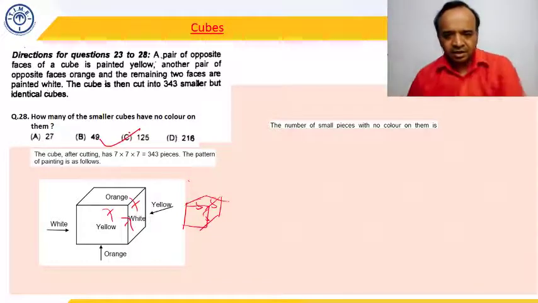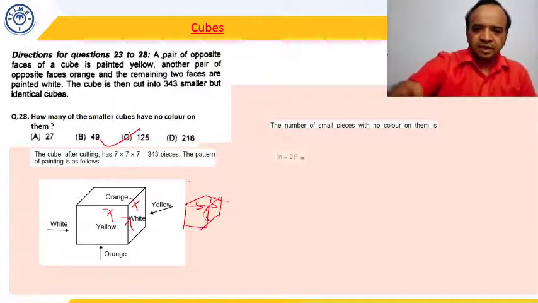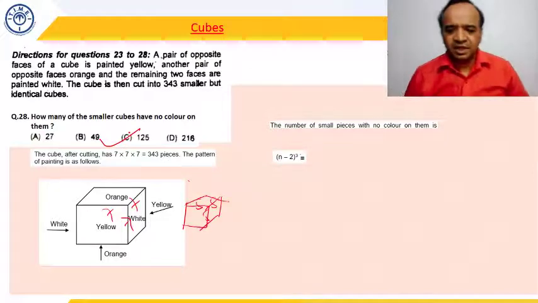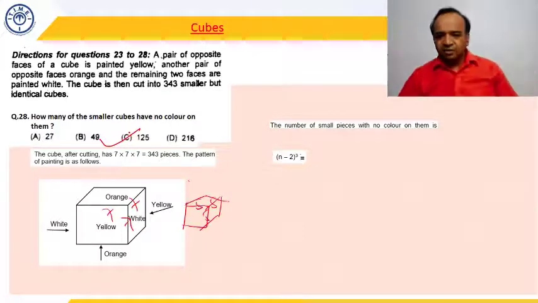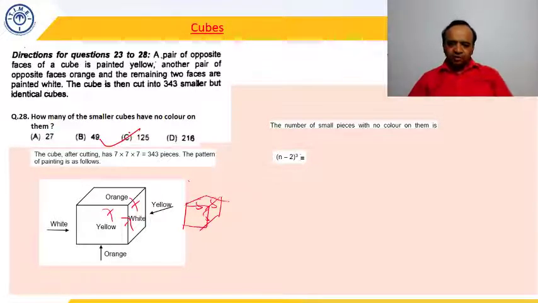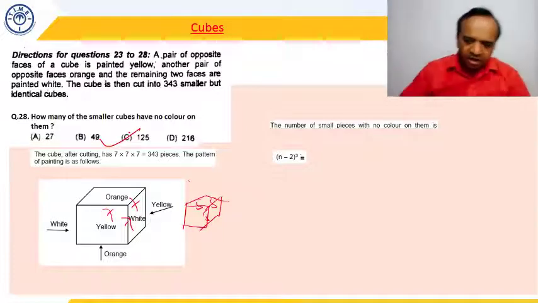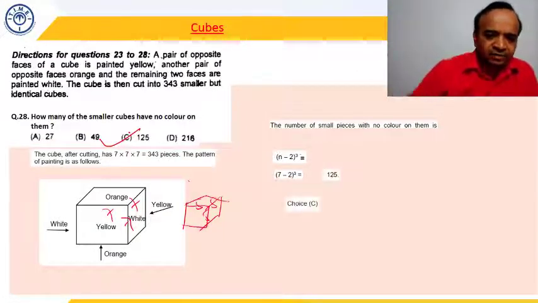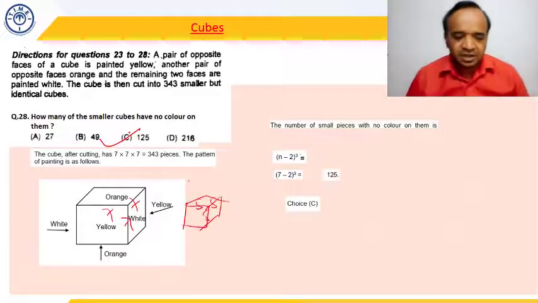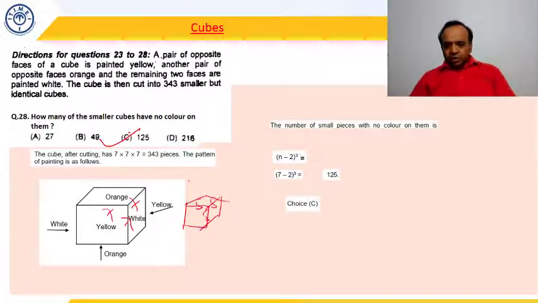So now look at the solution part. The number of small pieces with no color on them is (n minus 2) whole cube. You can just go through that also, as we have discussed in the previous basic set. So if n is equal to 7, (7 minus 2) whole cube represents the total number of cubes with no color on them. I hope this is clear. And now 5 cube will give us 125. The answer choice to be given here is C. So I hope this is clear to all of you.